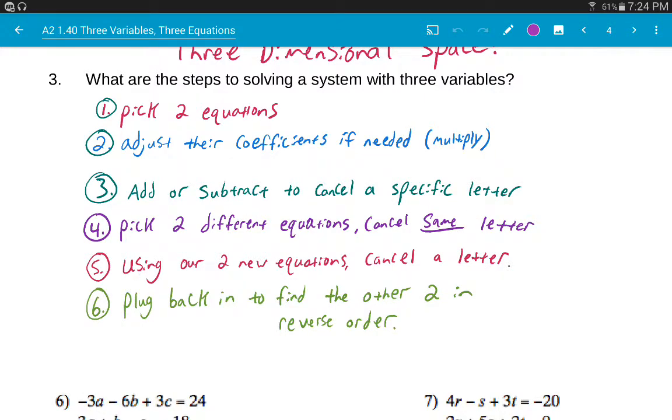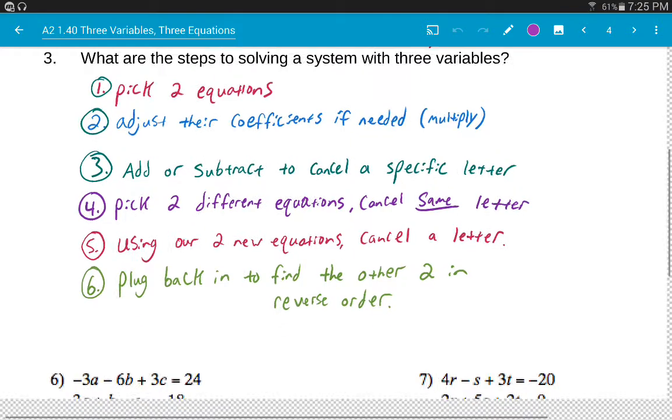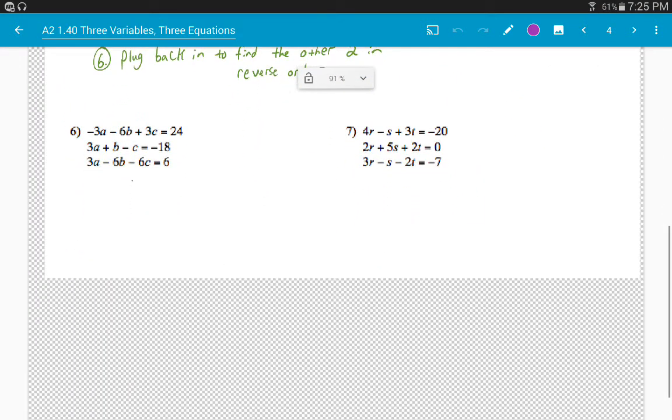Now, what this creates for us is 2 new equations with fewer variables. We're missing one now, so we're down to 2 variables, and we're going to line those up and cancel another letter. We're going to plug back in to find the other 2 in the reverse order, so we're going to work our way from the bottom of the page back up. Now, I'll give you an example that's done fully, and then I'm going to do a second example without talking over it. The first one I'm going to start with is question 9.